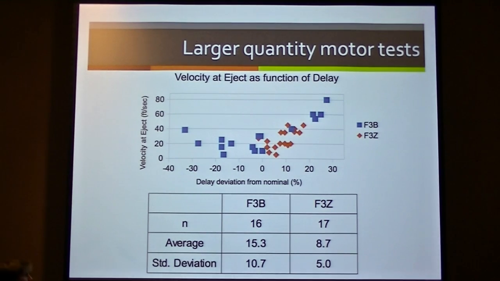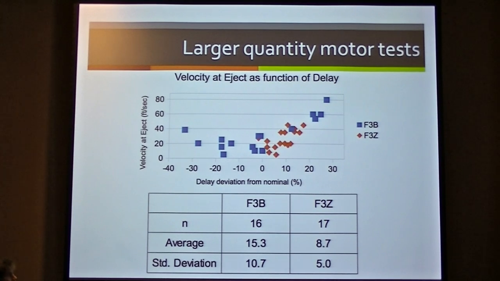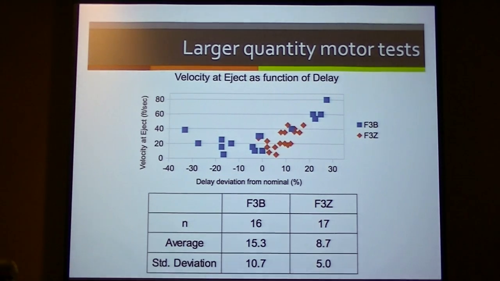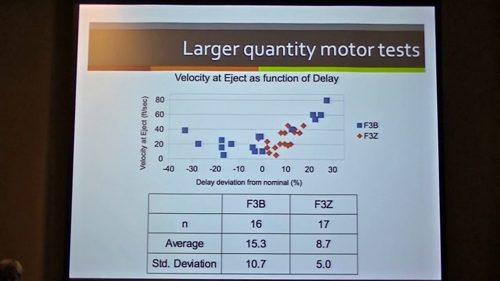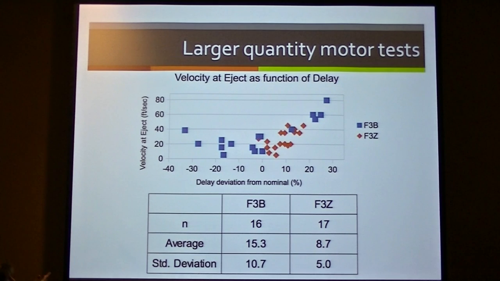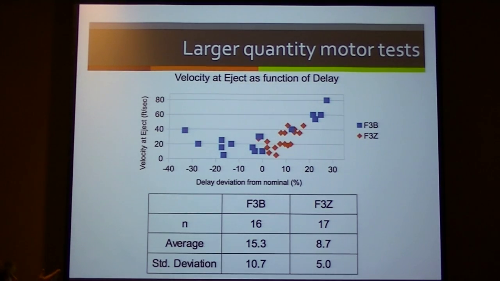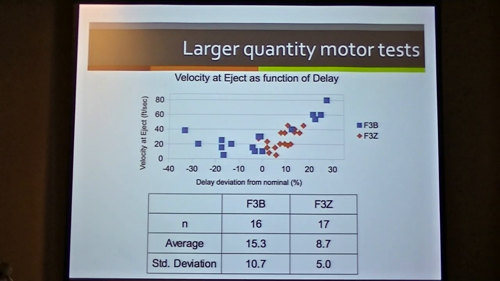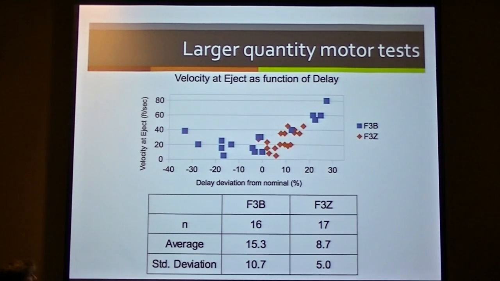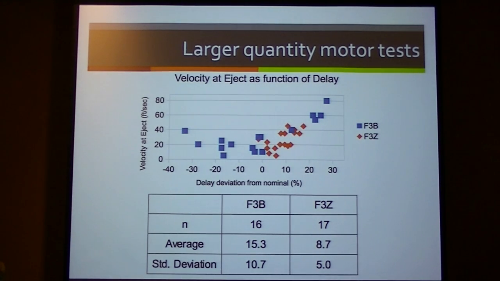Now, as was noted on the PowerPoint earlier, out of those 7 motors, 2 of the motors were tested in a larger quantity, one of those being a single use, one being a reload. And these 2 represented right here. I wouldn't draw any factual data from this, since there were other smaller samples in my data that showed that reloads were more variable. However, in this, the orange represents reloads, and blue represents single use, and you can see the reloads are much more consistent to the desired delay than the single use. And you can see the standard deviation, 10.7 on single use and 5 on reloads.